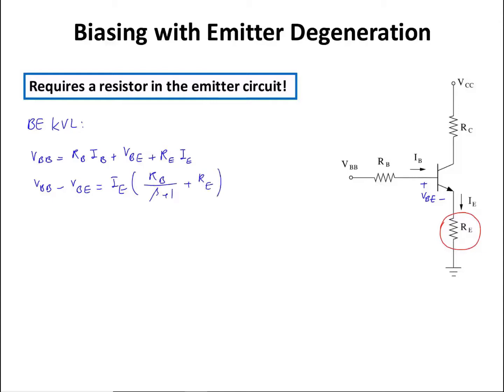Now in this equation, if R base divided by beta plus 1 is much smaller than RE, then I can neglect the first term. So VBB minus the base emitter voltage is almost equal to IE multiplied by RE. This IE, which is almost equal to IC in the active region, is independent of the value of beta.